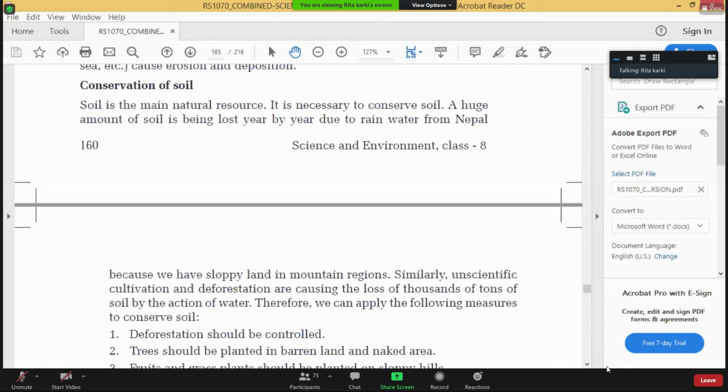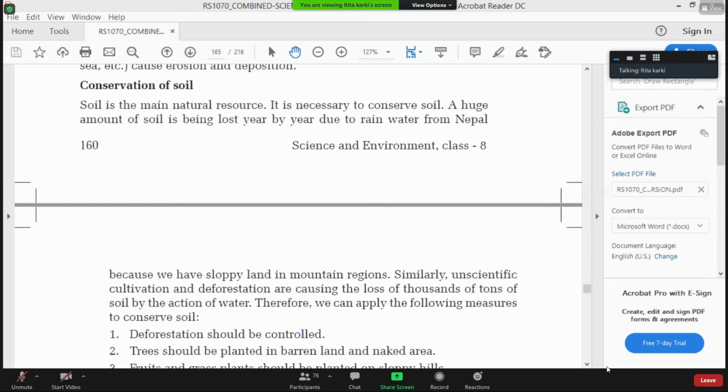Forest. We already started this, yes. So what are the ways by which we can protect the soil in different places? Terrace farming, afforestation, reforestation. Okay.